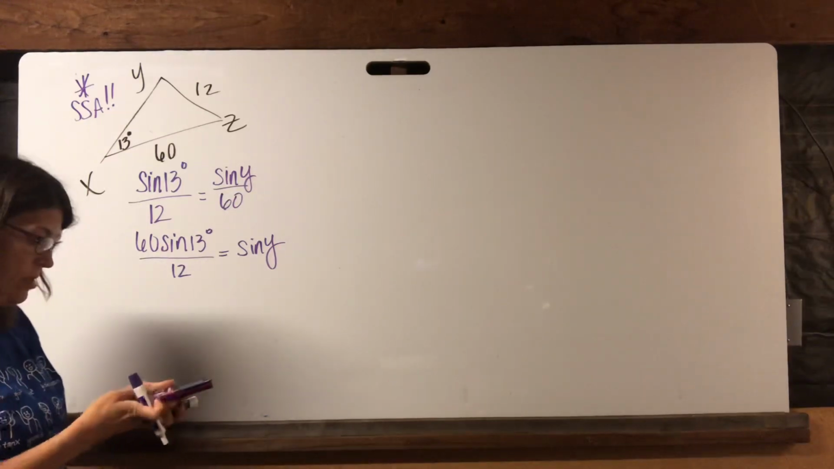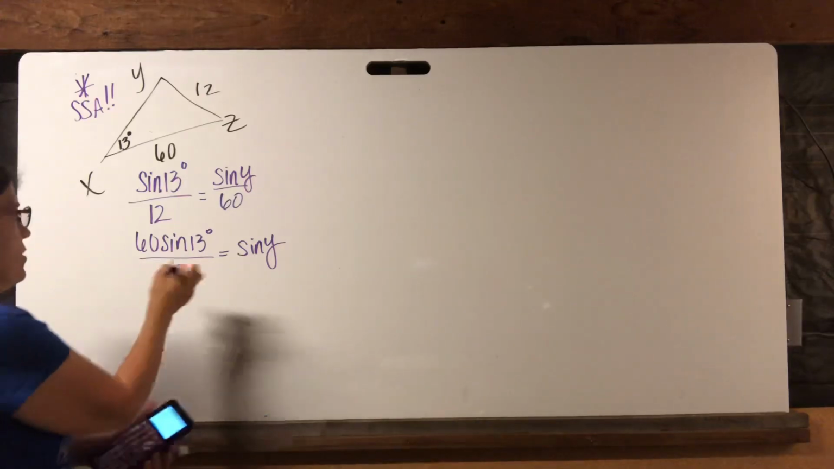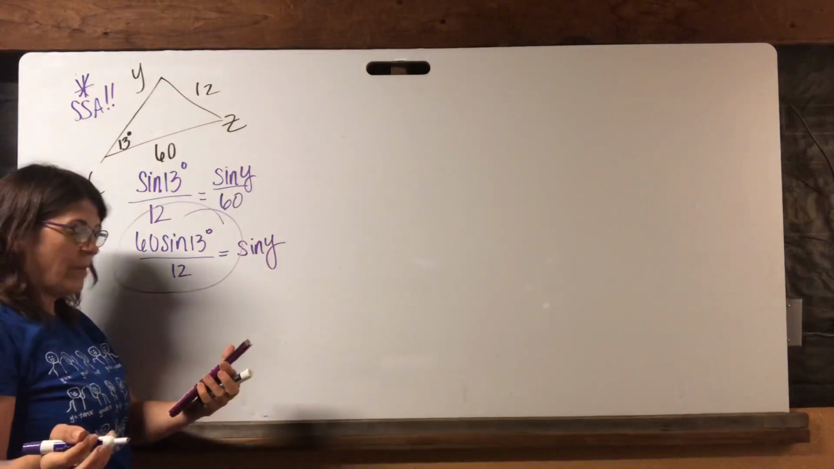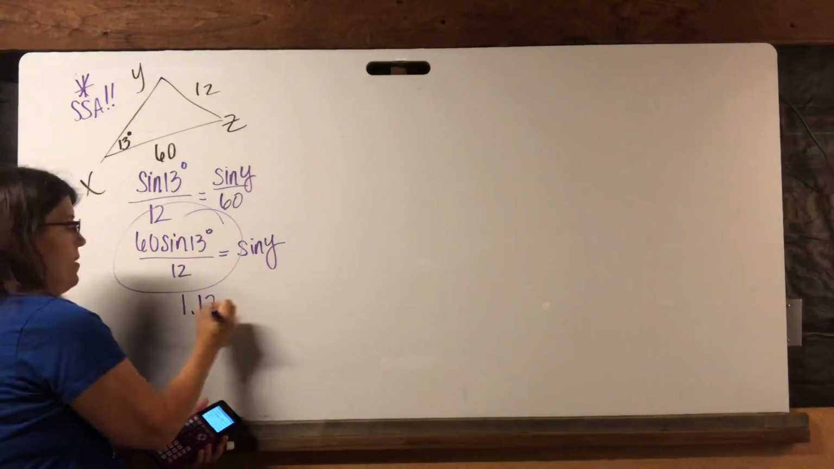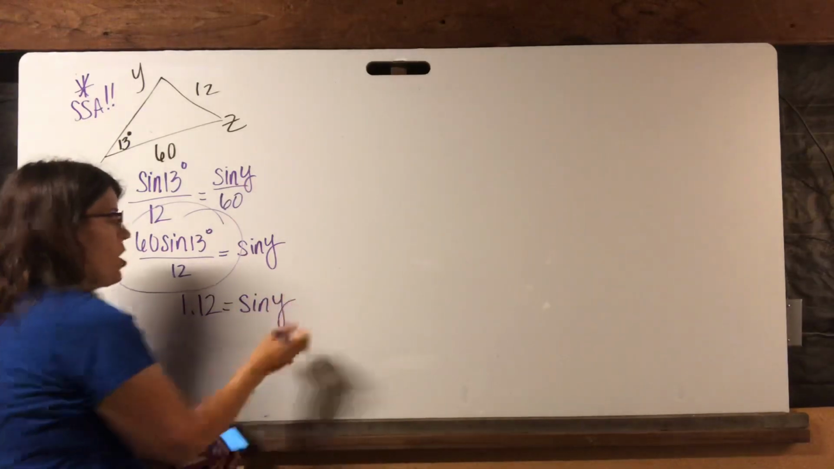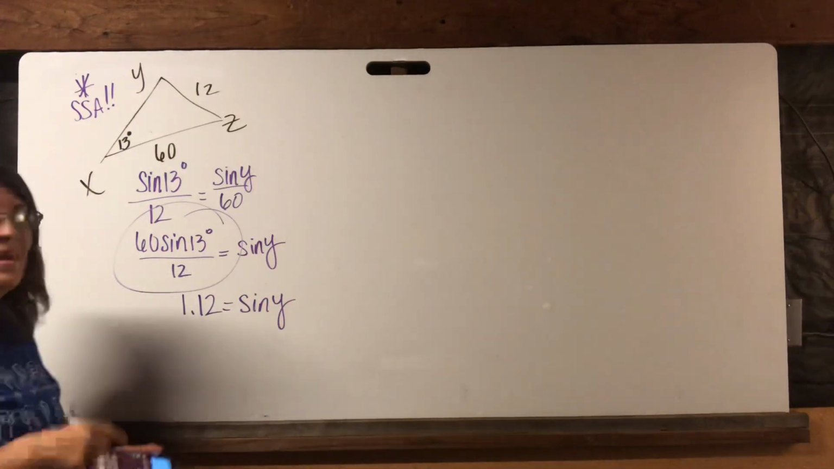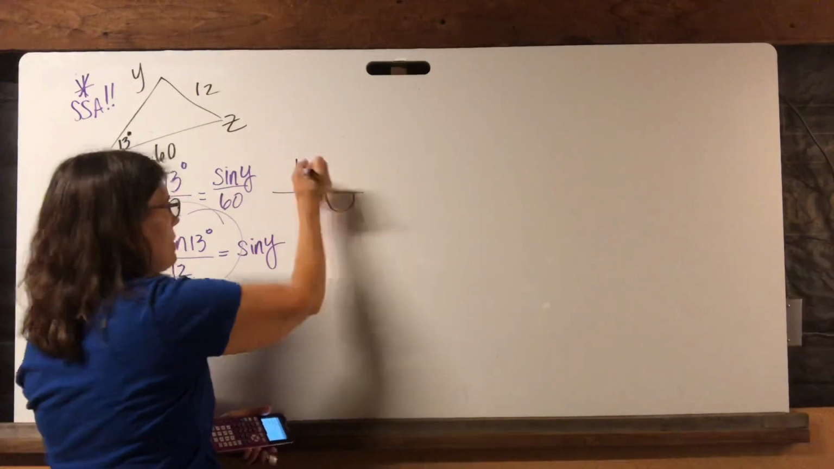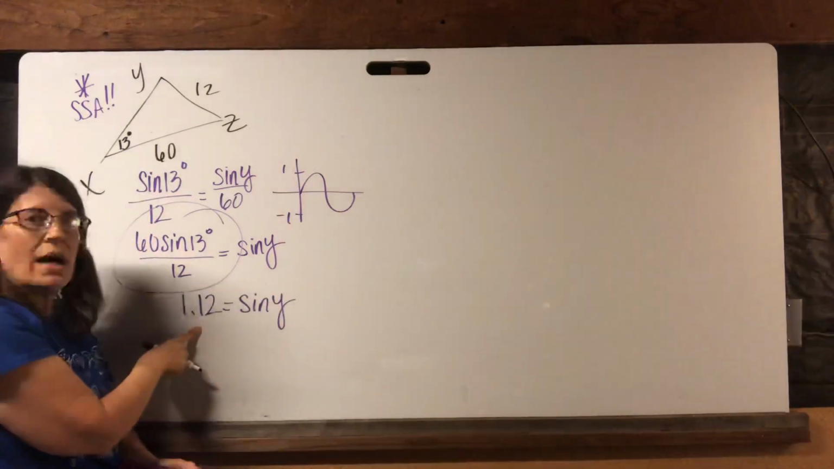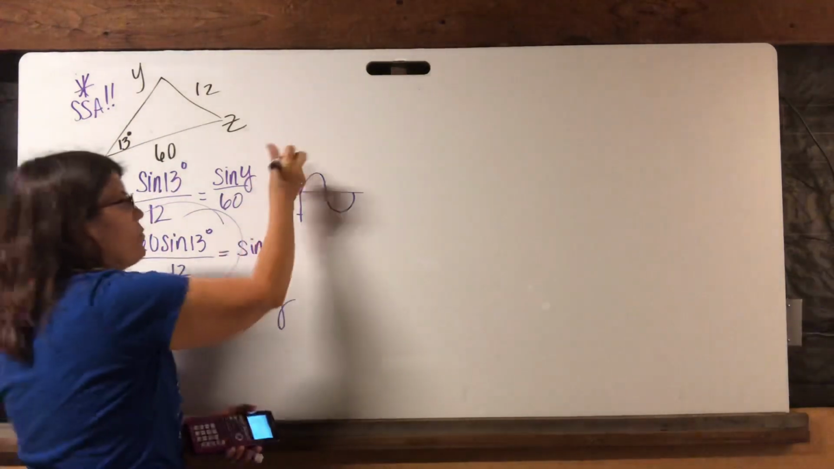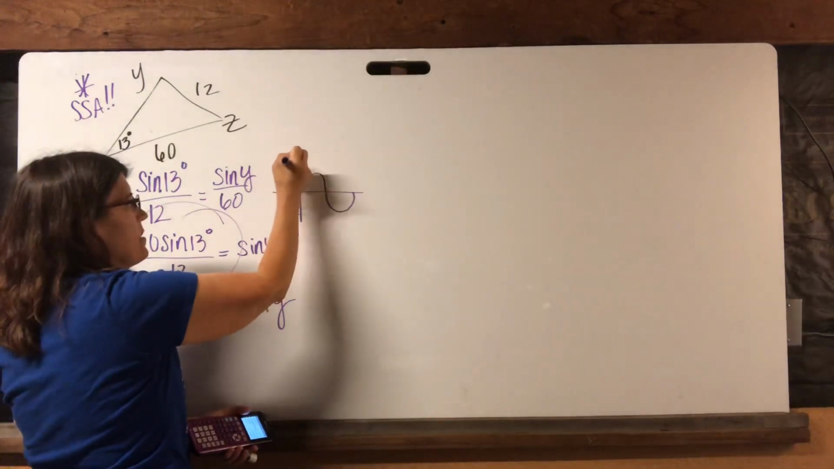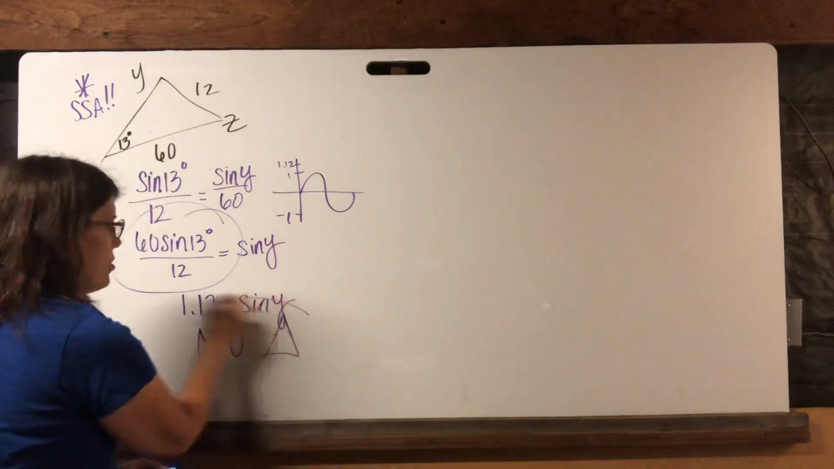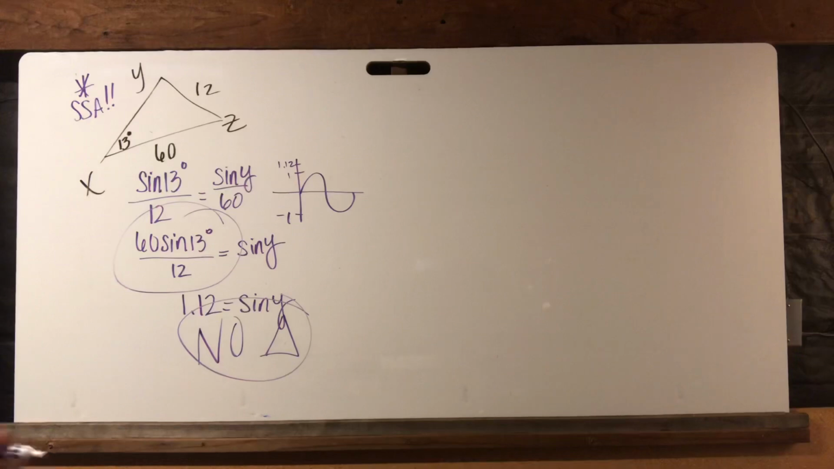Sine 13, enter, divided by 12. This right here is 1.124755272. 1.12. Okay, so push pause. Why doesn't this work? This is outside of the range of the sine function. Look at a sine curve. It is impossible for the sine to be 1.12. 1.12 is here. Graph doesn't go up to 1.12. Done. Finito. No triangle. Awesome.